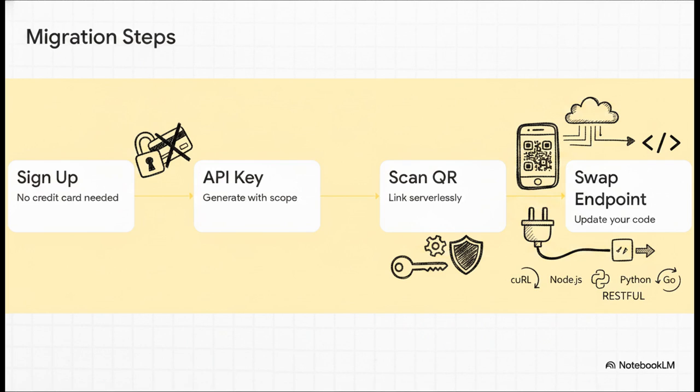All you have to do is update your HTTP endpoint. Seriously, you sign up, no credit card needed, generate your key, scan the QR code to link it serverlessly, and then just swap the endpoint in your existing code. It doesn't matter if you're writing in curl, Node.js, PHP, Python, or Go. The RESTful API makes the whole integration completely painless.